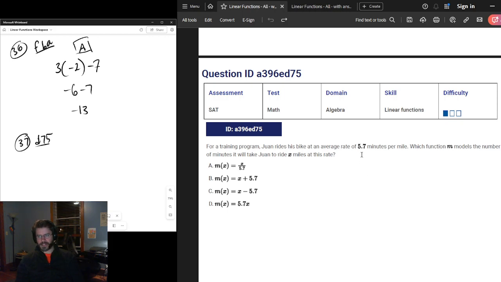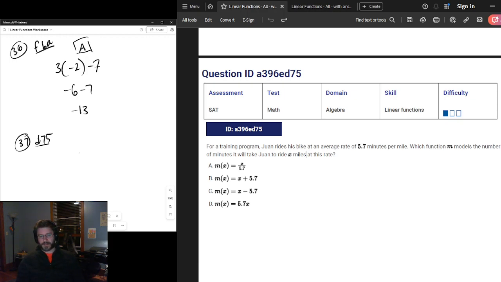We have 5.7 minutes per mile. Minutes per mile. Think about how the odometer in a car is given. That's given in miles per hour, miles per minute. If x is the number of miles and m is the number of minutes, okay, so this actually is giving it to us the way we want it.